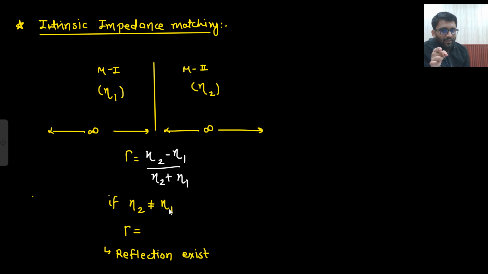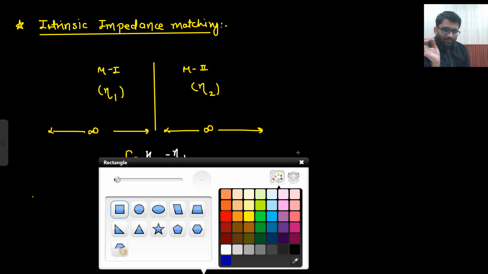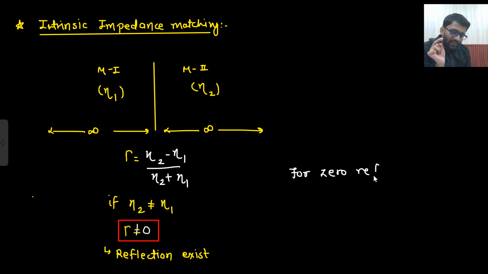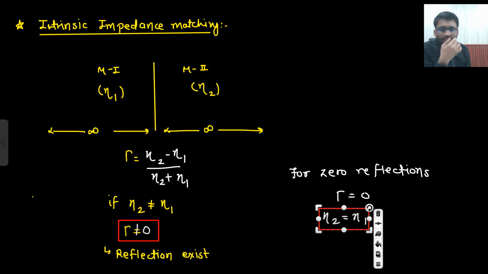If neta 2 is not equal to neta 1, then what will happen? Your reflection coefficient will not be equal to 0. That means reflection exists. For 0 reflection, what do you need? The reflection coefficient should be equal to 0. That means neta 2 should be equal to neta 1. This is what I need.